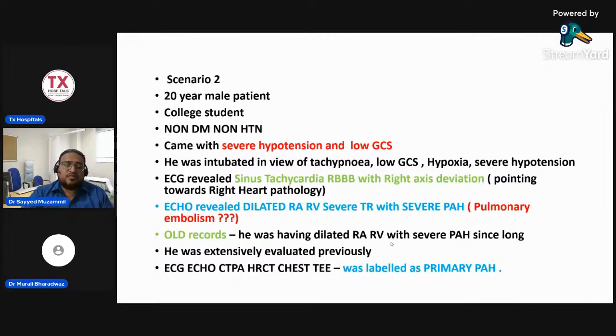He was intubated in view of tachypnea, low GCS, hypoxia, and severe hypotension. And when we did his ECG, we found that he was having sinus tachycardia, right bundle branch block with right axis deviation, pointing towards that he must be having right heart pathology.